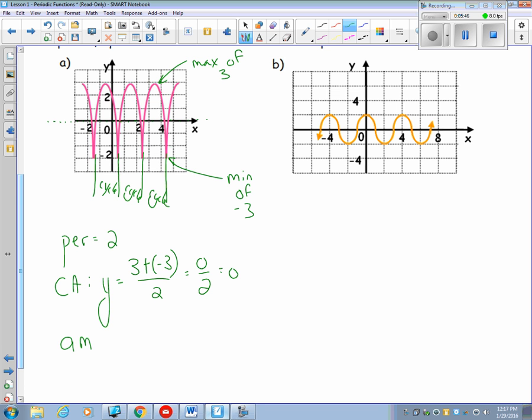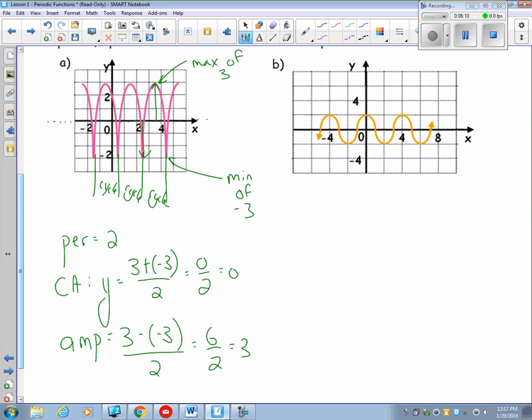My amplitude, same numbers, max, but this time we're subtracting the min, right? Divided by 2 gives me 6 over 2, which is 3. I never get more than 3 above or below average. So that's 3 below. This distance would be 3 above. Yeah, that's my distance from average. You guys try B.